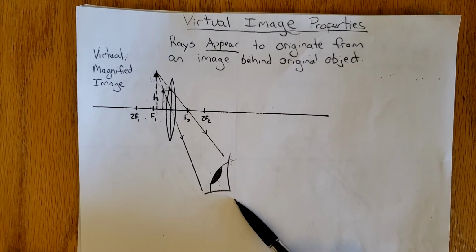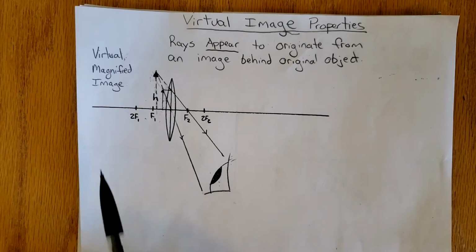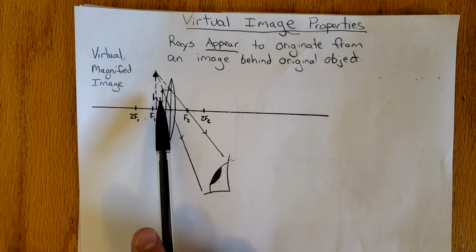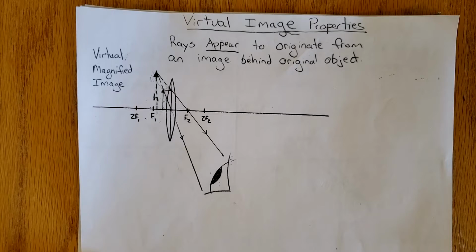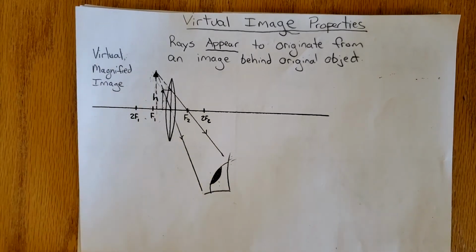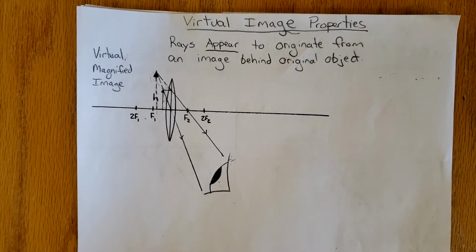The resulting image is magnified and upright, and because the light rays do not actually travel backwards and converge here, we call it a virtual image and depict it with dashed lines. Virtual images have some properties that make them useful in lens assemblies, and in this video I'll contrast those to the properties of real images.